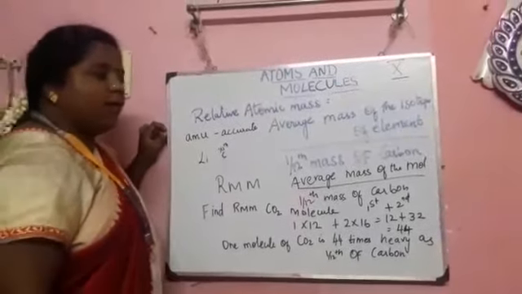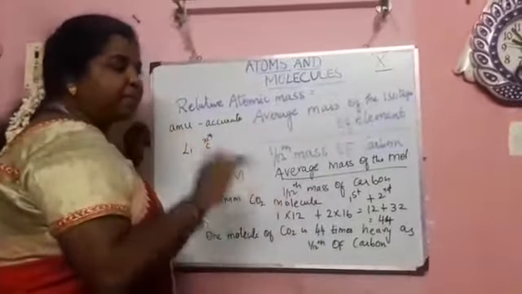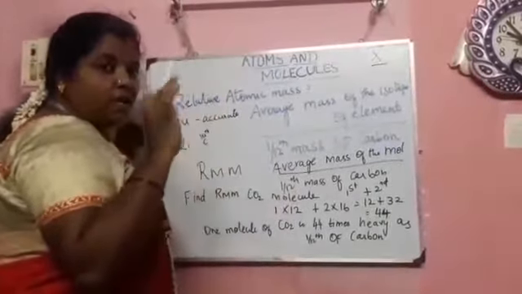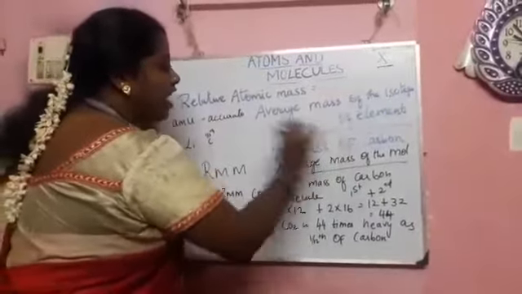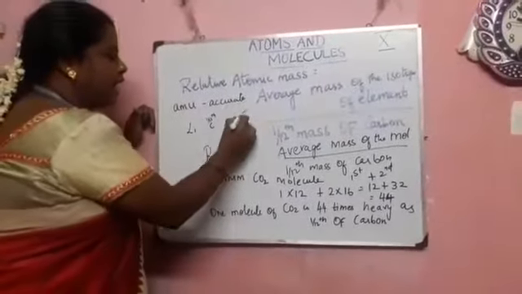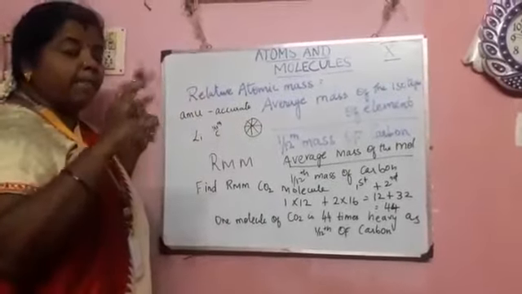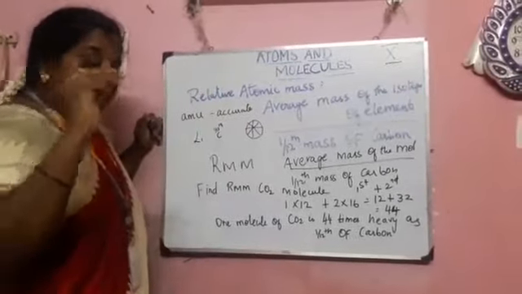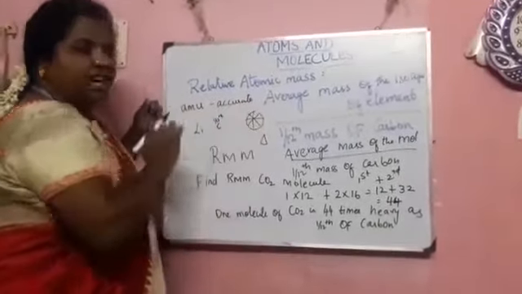The formula for the relative atomic mass is the average mass of the isotopes of the element. Average means we have the sum of that. We have seen a lot of isotopes given, so we have to sum them. And here, 1/12 mass of carbon. For example, carbon is divided into 12 sides because it has a mass number of 12. 12 sides will be there, and we take only one side.